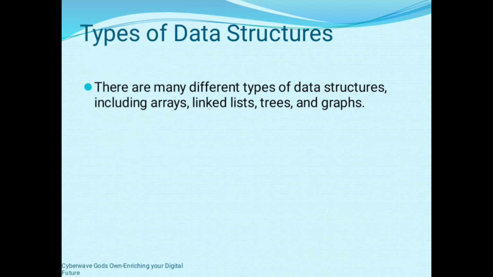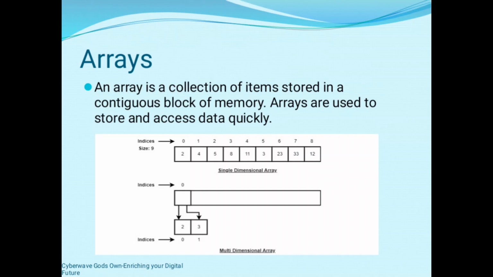Let's now look at types of data structures. There are many different types of data structures, including arrays, linked lists, trees, and graphs. As I told you before, I am not going in depth with these topics because this is quite a subjective topic. So I'm just going to be explaining a bit.